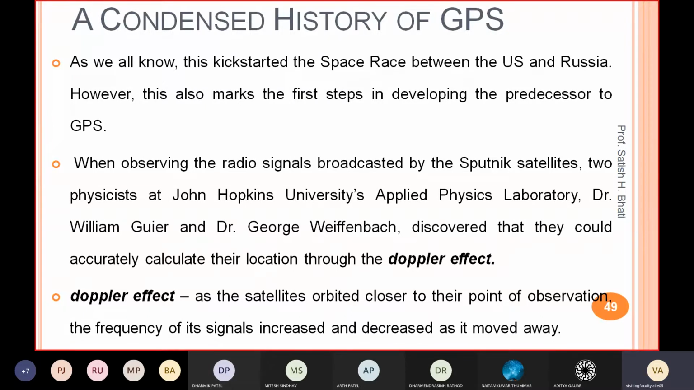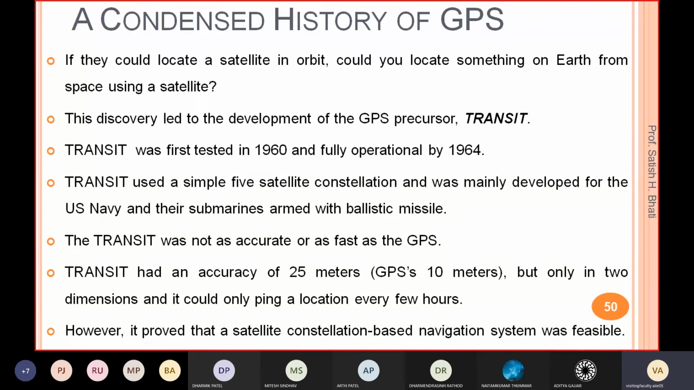So these two scientists discovered how we can calculate the location in the orbit through the Doppler effect. From that, the question was raised: if we can find the position of a satellite in this orbit, then is it possible to find some location on the Earth from the satellite? From this curiosity, it led to the development of a GPS precursor.